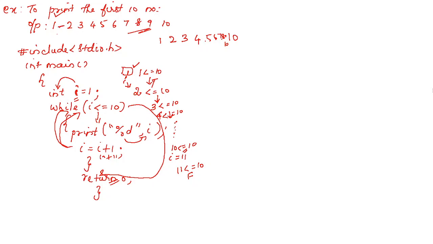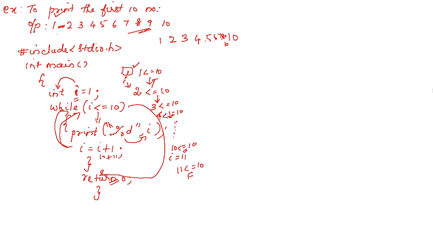So when I have written a space, what you will do? In the quotes, you have to give a space here and then give %d. So this is your example of your while loop. Similarly, now we will see what is the syntax of your do while loop.